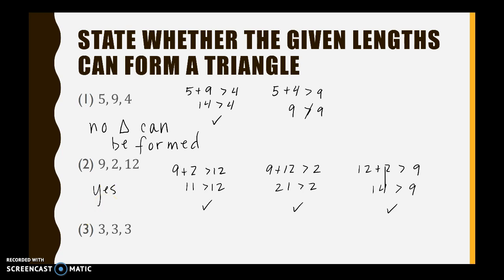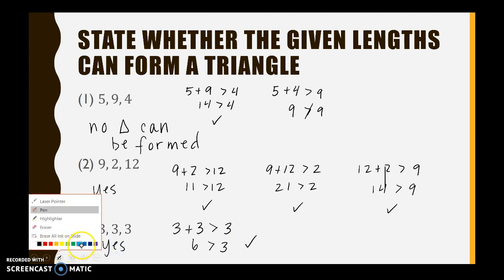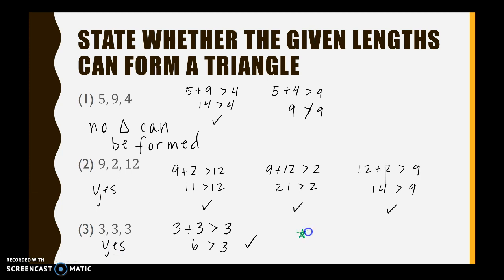Okay, and then lastly, side lengths of 3, 3, and 3. So I only need one inequality here because all the side lengths are the same. So is the sum of those two side lengths going to be bigger than the third? No matter which one I set up, then yes. And I'm just going to give a little preview. When all the sides are equal, that's known as an equilateral triangle. We'll talk about those more in class.